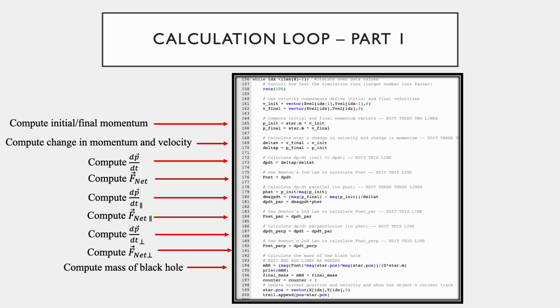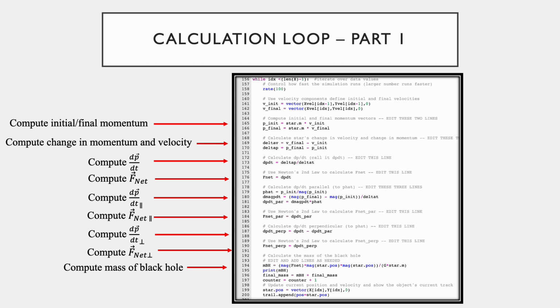We will calculate the change in momentum and velocity by subtracting the initial values from the final values. We will calculate dP over dt and F net by using the formulas in the introduction. Then to find dP over dt parallel, we multiply p hat by the magnitude of p over time, and this is also equal to F net parallel, and then subtract this from dP dt to find the perpendicular components.